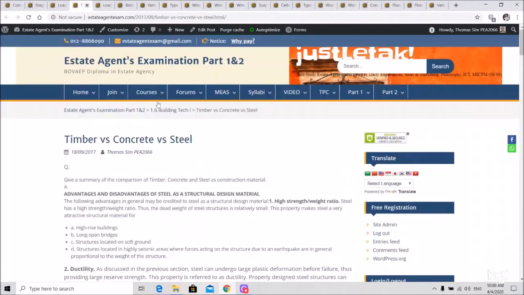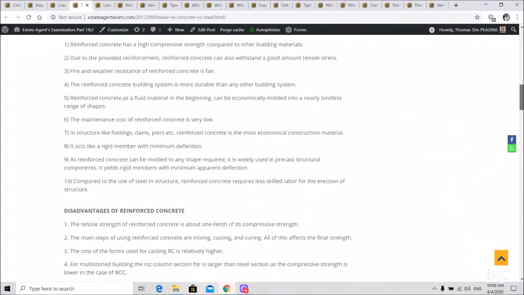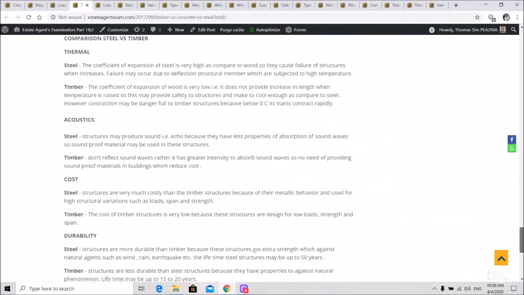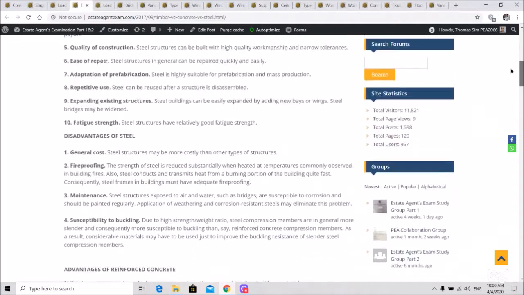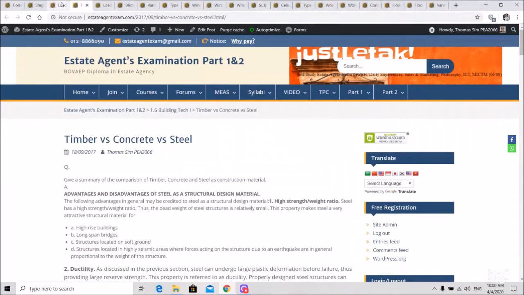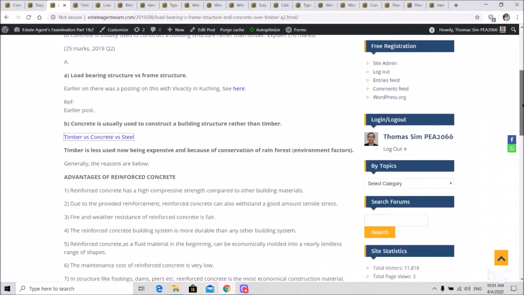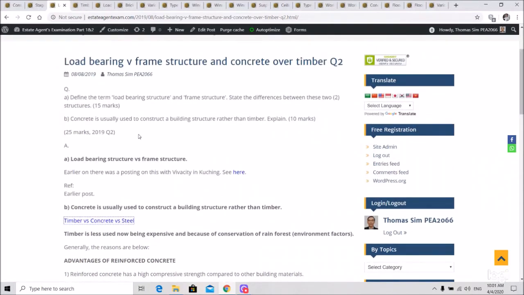So in this case, it's quite lengthy to read, a lot of things to read. So I will recommend that if you are reading this, then just take it as a background reading. But at the end, the answer here is just choosing from the comparing of timber and concrete. We leave out steel because in this question it did not ask about steel. So it asked about concrete versus timber.